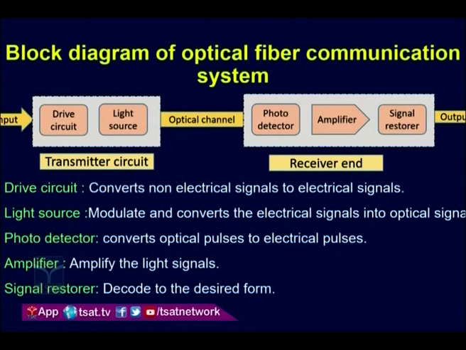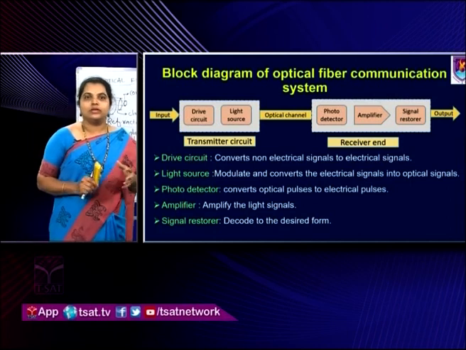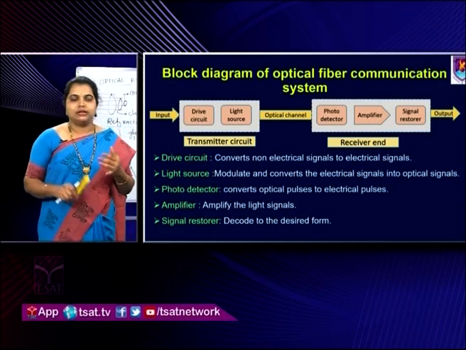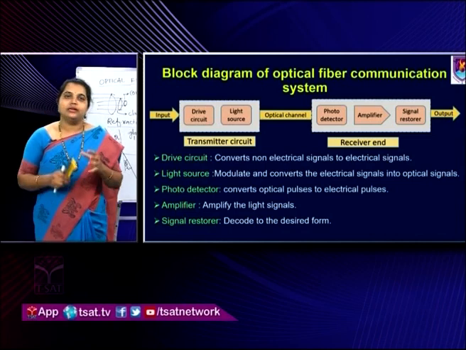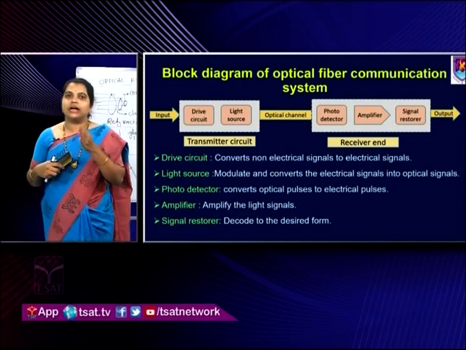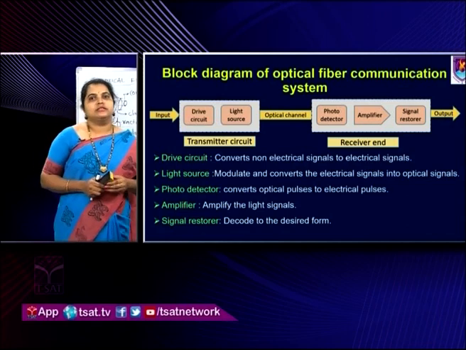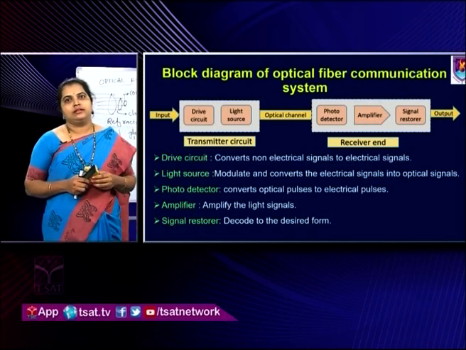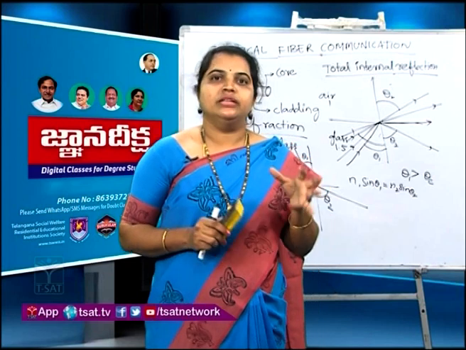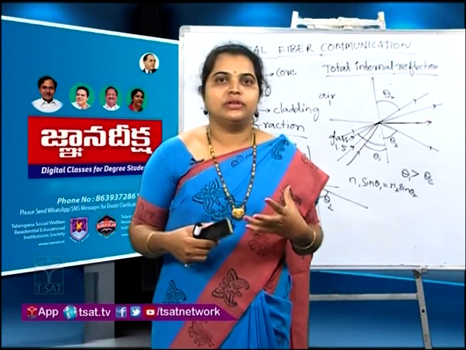Then we have fiber optic cables to the receiver end. These optical signals travel through the fiber optic cables and reach the receiver end. At the receiver end we have three components: photodetector, amplifier, and signal restorer. The photodetector will receive the optical signals and convert them into electrical signals. The amplifier will amplify the signals and increase their strength. Then the signal restorer will decode the signal and give you whatever desired form you want.